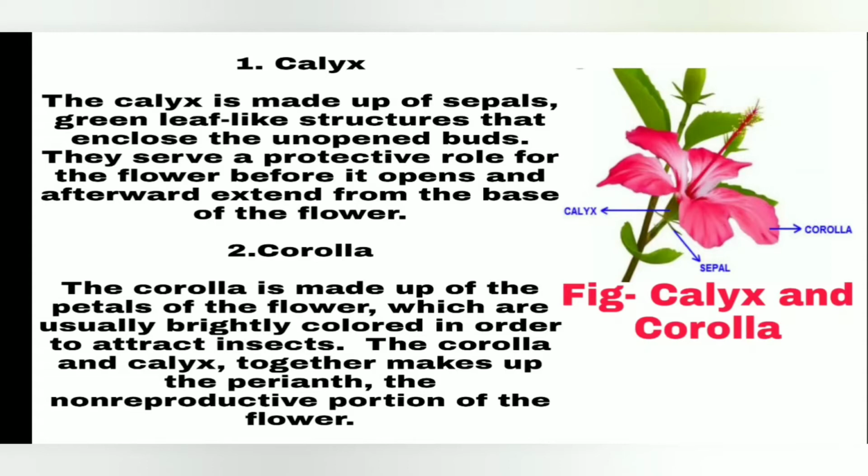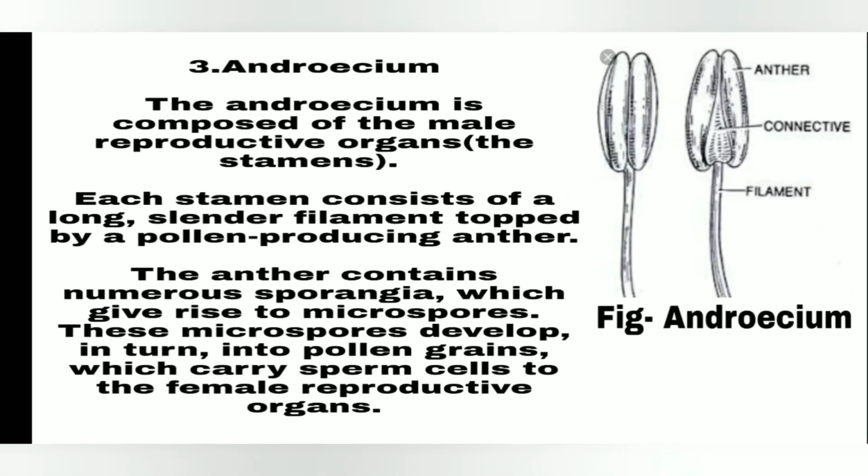Number 2. Corolla. The corolla is made up of the petals of the flower, which are usually brightly colored in order to attract insects. The corolla and the calyx together make up the perianth, the non-reproductive portion of the flower. Calyx and corolla are displayed on the right hand side.